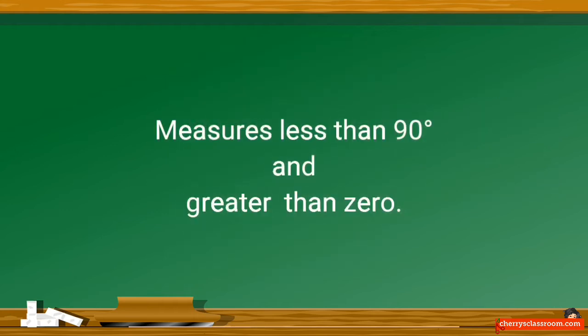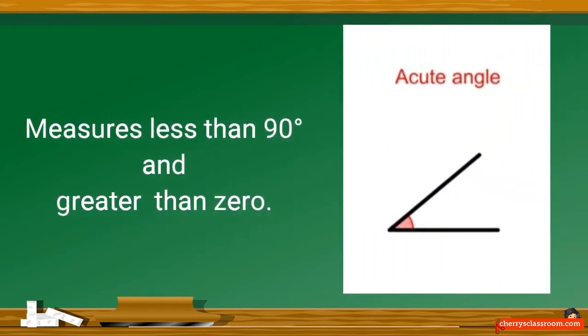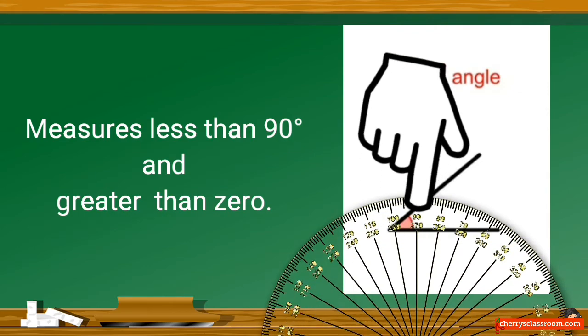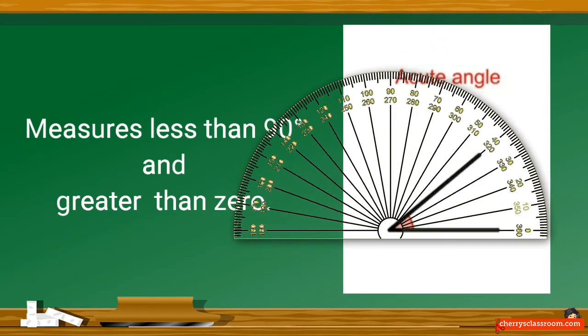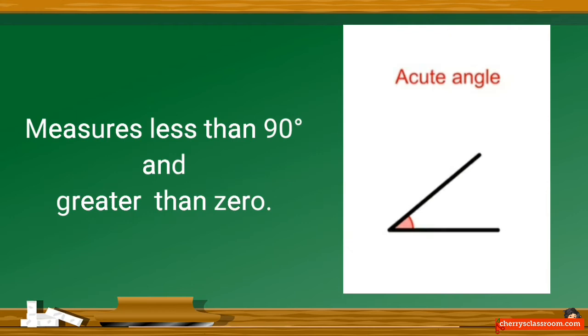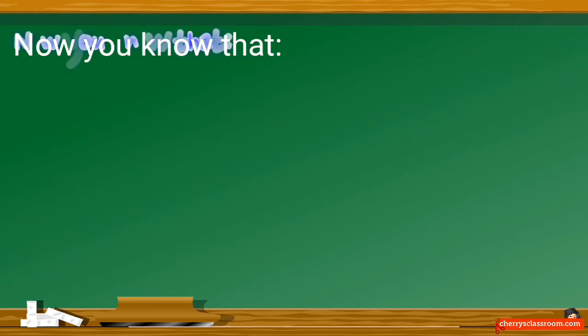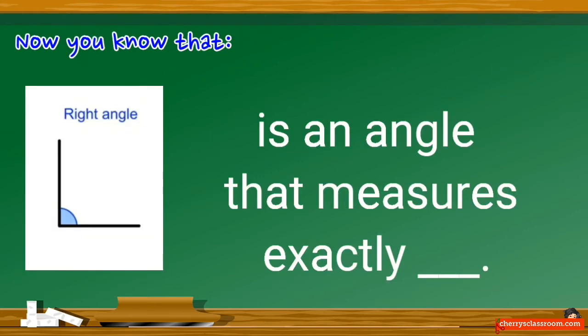When an angle measures less than 90 degrees and greater than 0, it is an acute angle. This one measures 40 degrees. 40 degrees is less than 90 degrees and greater than 0. Therefore, it is an acute angle. Now you know that.